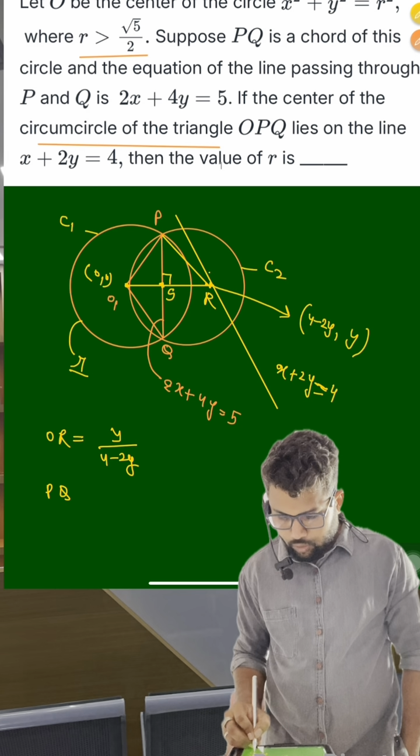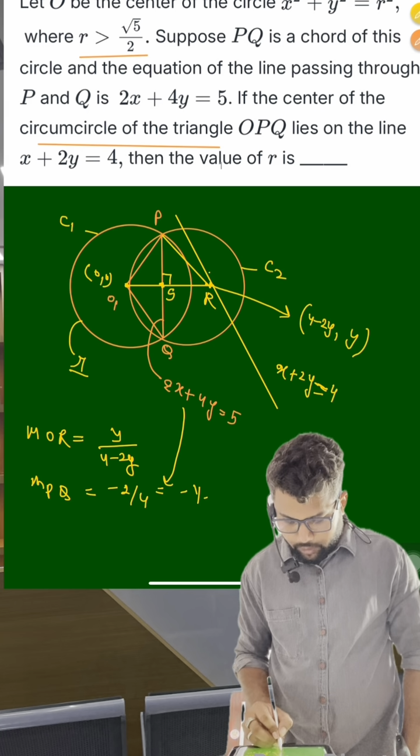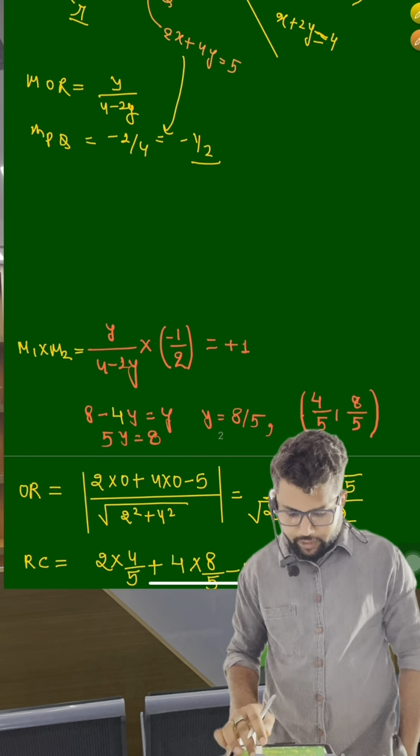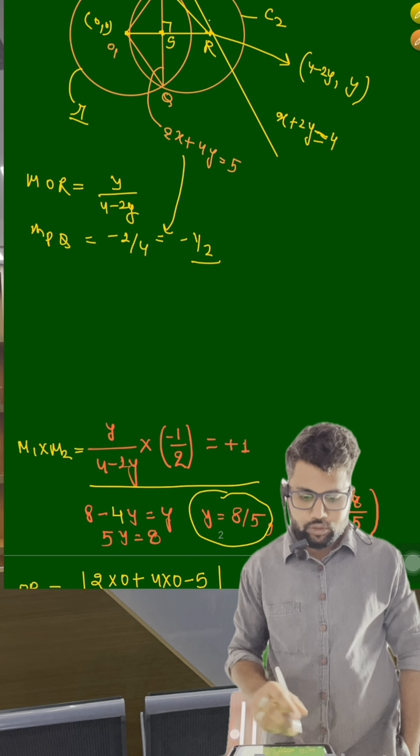Second is the slope of PQ. The slope of PQ is given directly by minus 2 by 4 in this line, so it is minus 1 by 2. Then apply M1 times M2 is equal to minus 1, and directly the y coordinate is possible. If the y coordinate is possible, then the x coordinate is also possible, meaning the center of the second circle is found.